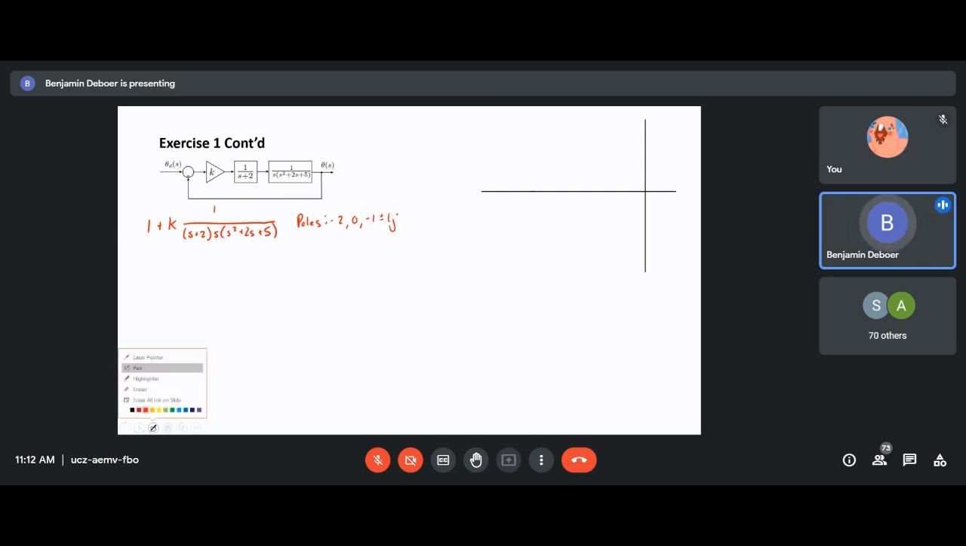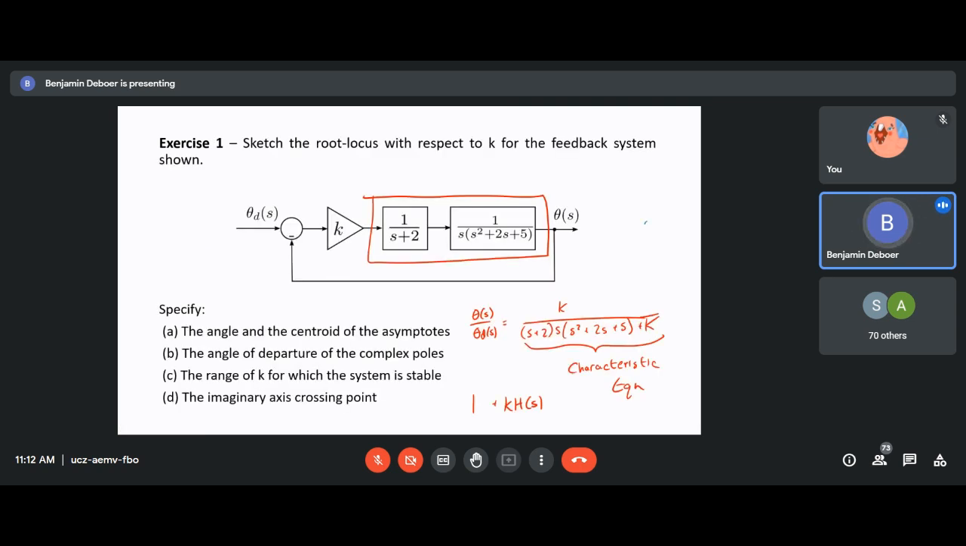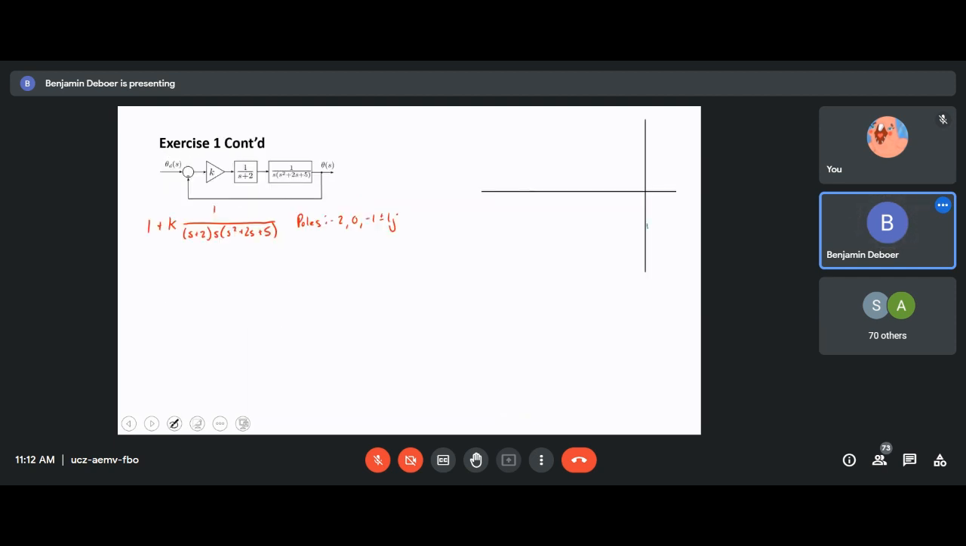So what I'm going to do starting out here is mark these poles and zeros on this plot here. So we have one pole at the origin here. And then we have a pole at -1, this would be -1j, 1j. And then we have a pole at -2 here.